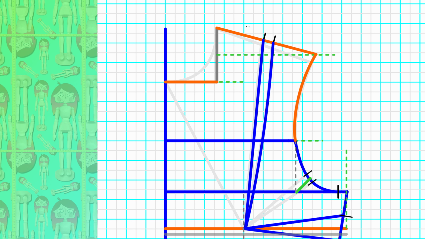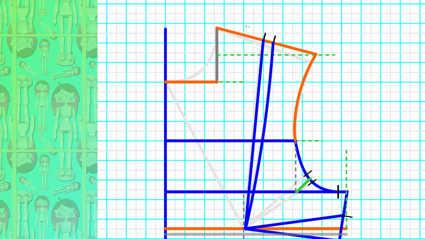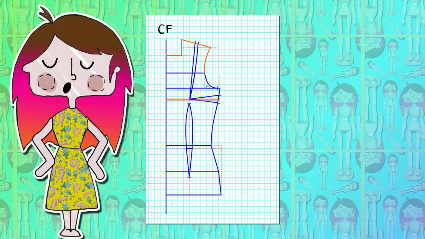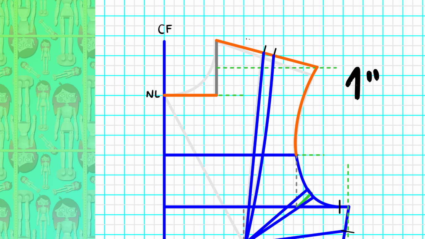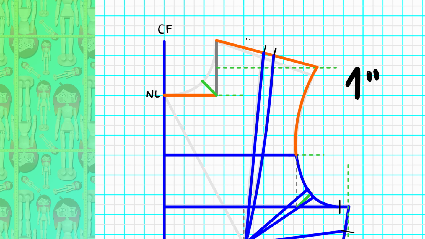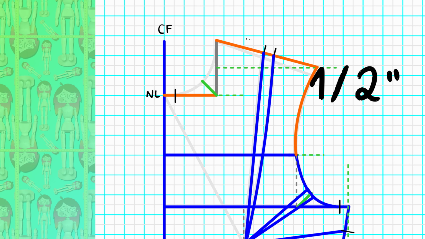Finish the armhole by completing the curve up to the end of the shoulder line. To finish the neckline, do the same as we did for the lower part of the armhole. 1-inch guideline on a 45 degree angle, mark half an inch on the neckline and join those points on a curve. We're almost done, I promise.